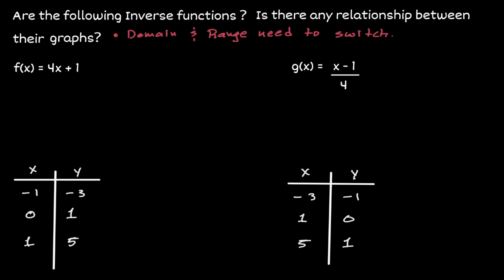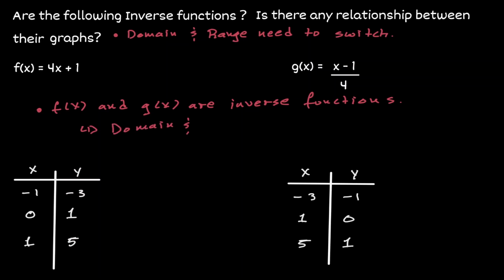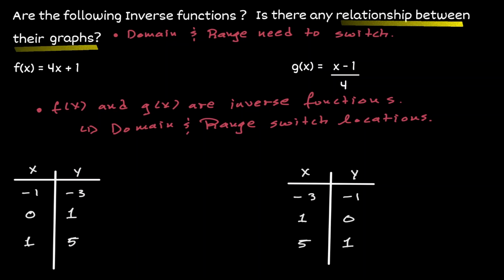We can plug in infinite values into these functions, but I think 3 are sufficient to show the domain and the range are switching location between f of x and g of x. And because this occurs, then we can say that f of x and g of x are inverse functions. And now that we have shown that they're inverse functions, let's see if there is any relationship between their graphs. Let's take a look into that.